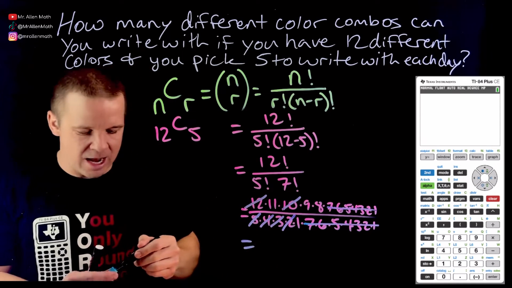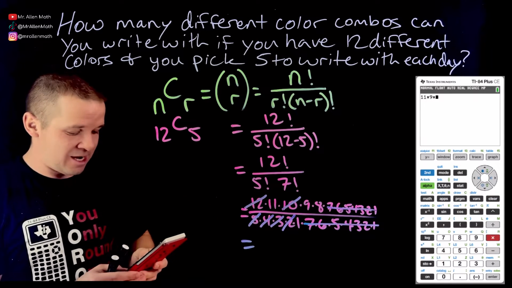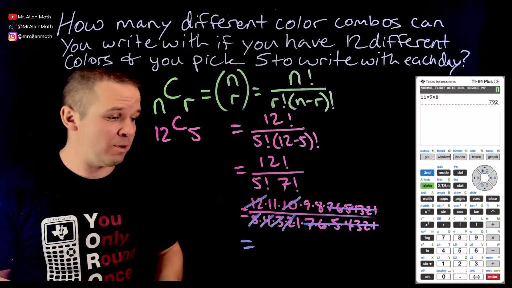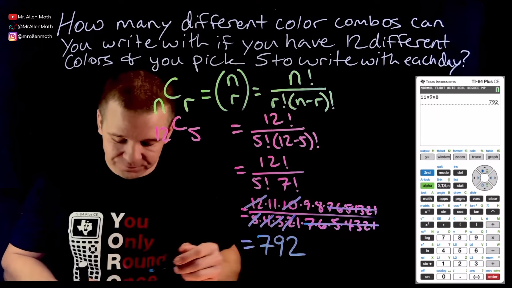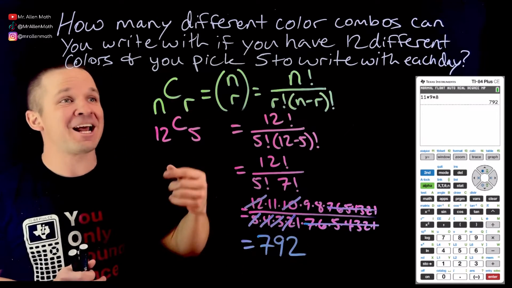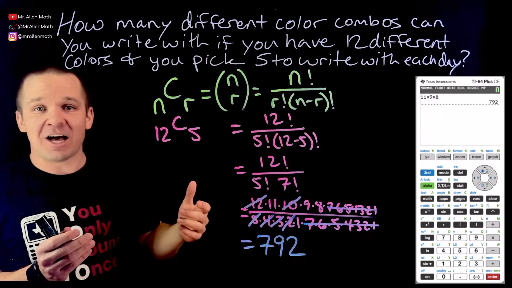So let's just go ahead and multiply that all in here in our calculator. 11 times 9 times 8, and then we just have 1 left in the denominator, so we get 792. Oh my goodness. So you're telling me that there are 792 different ways that I can choose 5 colors from a stack of a dozen. That's like a lot of school years, man.